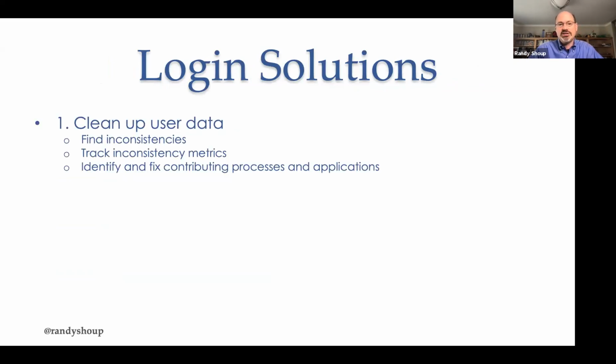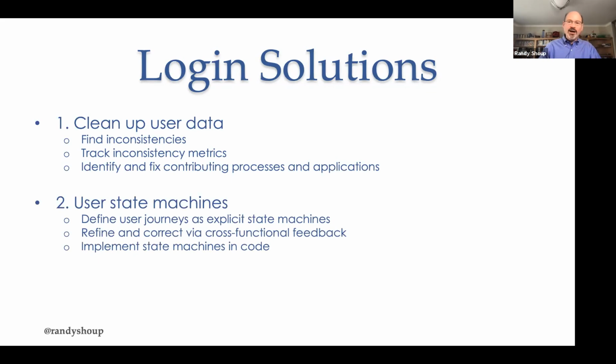So the first thing that we did was, we recognized that there was a bunch of inconsistent user data all over the place, and we needed to first order clean it up. So we needed to find all the places where user data was inconsistent. We needed to track some objective metrics about that inconsistency. And then we needed to identify and fix the processes and applications that were contributing to those inconsistencies. That was like, stop the bleeding.